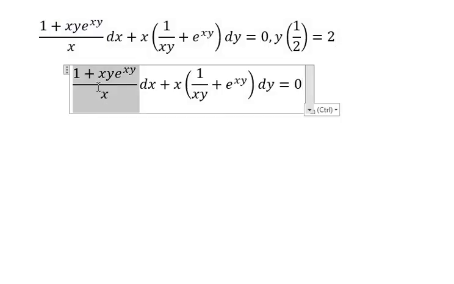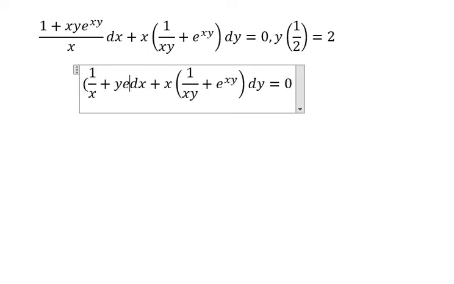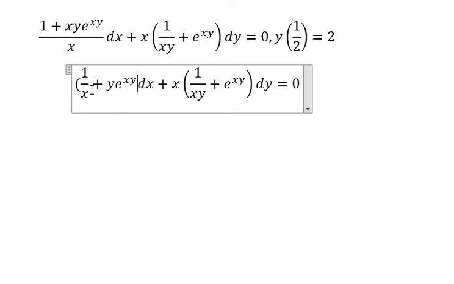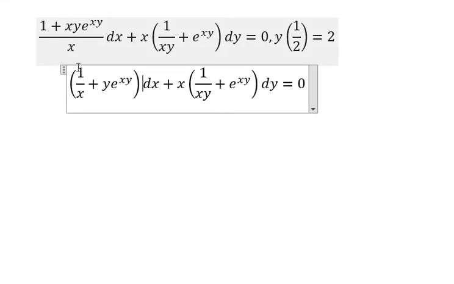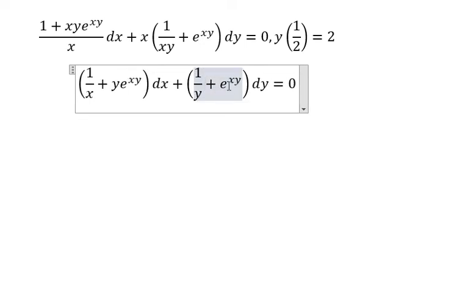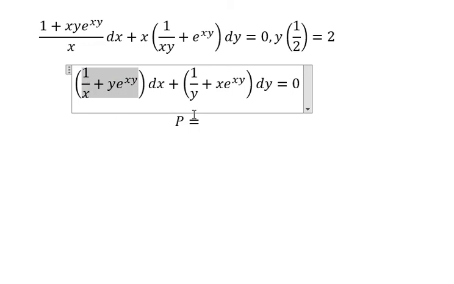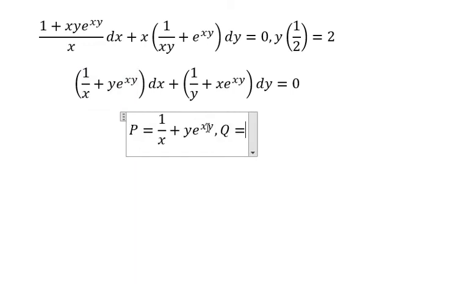We need to simplify. So this one we will have about 1 over s plus y e to the power of sy. Because s divided by s, we simplify 1 divided by s, you got this one. Next, s multiplied by this one and this one. So we will have about 1 over y. And we have s in here. Next, I will put b equals to this one, and q equals to this one.